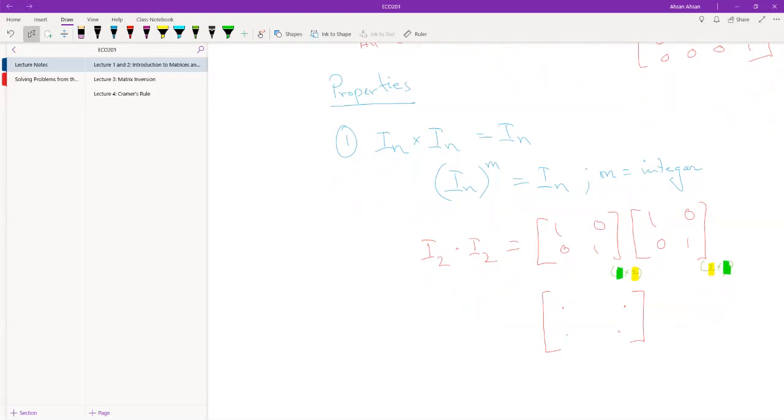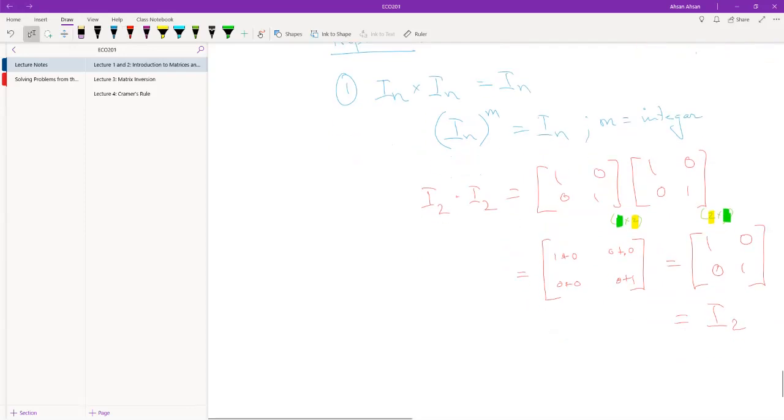Effectively, what you get is 1 plus 0, 0 plus 0, 0 plus 0, 0 plus 1. So you end up with 1, 0, 0, 1, which is exactly equal to I2. We multiplied I2 with itself and we got I2. No matter how many times we do this, we will continue to get I2. The same is true for I3 and everything else. So that's the first feature.